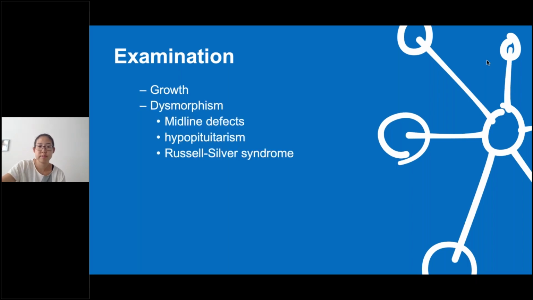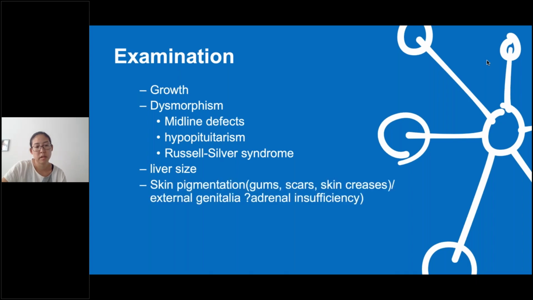You're looking for dysmorphism, so any midline defects you need to think about. Is there a pituitary issue? Some different dysmorphisms like Russell-Silver syndrome can also present with hypoglycemia. Liver size is very important, so make sure you feel for the liver, because in glycogen storage disorders, some of them will have a bigger liver. Skin pigmentation is something you need to look for. This is mainly focused on the endocrine side of things, so you're looking for query adrenal insufficiency as well.